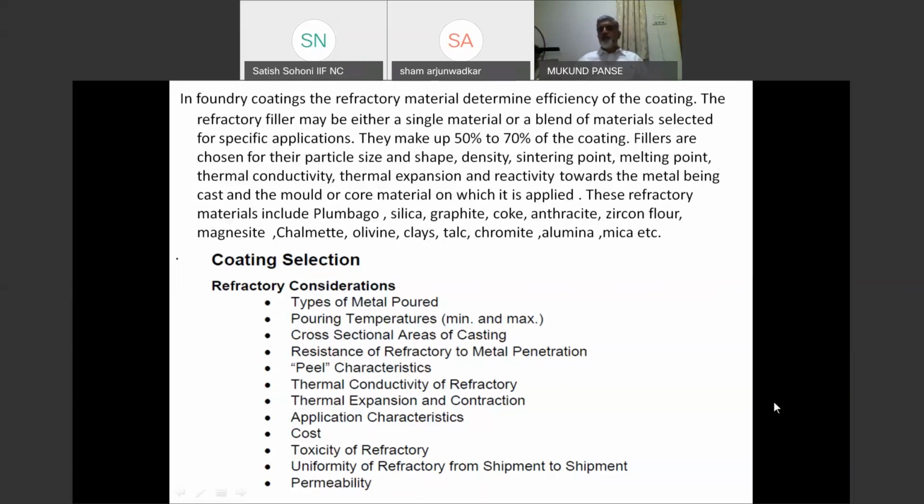Peel characteristic: the coat should not peel off. It should remain stuck on the sand or core. Thermal conductivity, expansion characteristics, application characteristics, toxicity. While coating the mold, sometimes there are bad odors or fumes coming from the alcohol, so a proper carrier should be chosen. It should get applied uniformly. In shipment, it should not settle down, or its bench life should be good, and permeability of the coating.